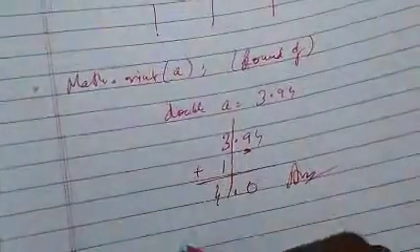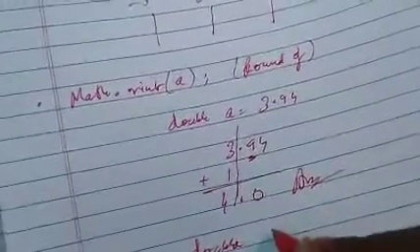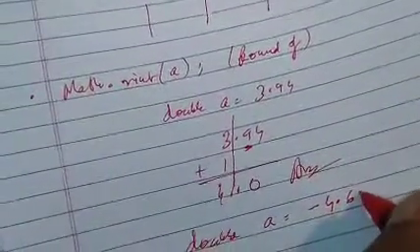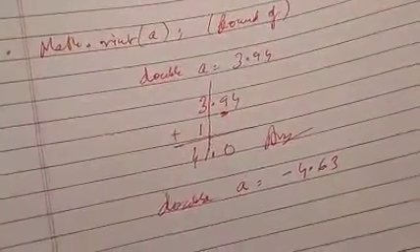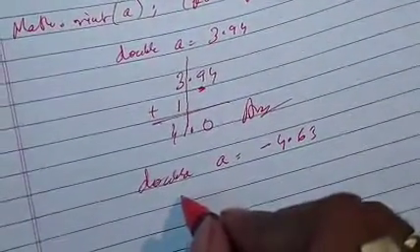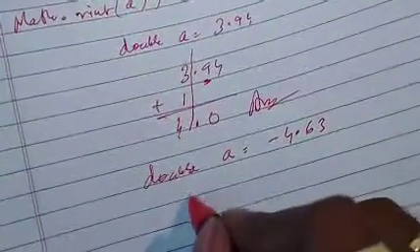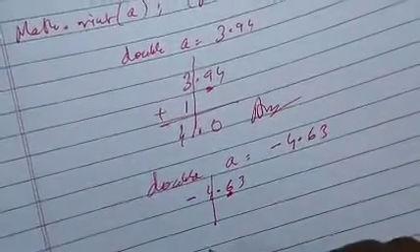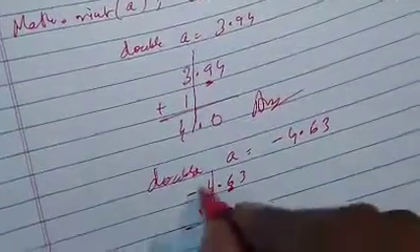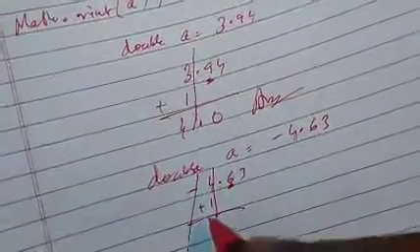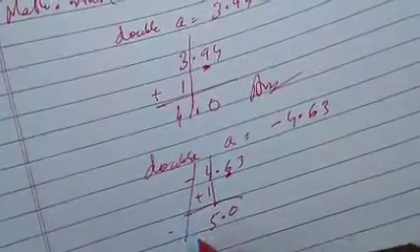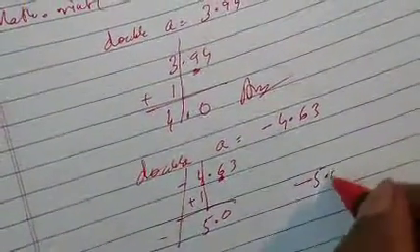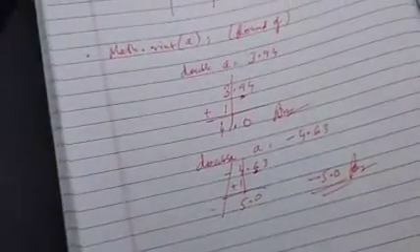Similarly, if double a equals minus 4.63, what does it do? It performs the approximation and ignores the sign at this stage. So here, in 4.63, 6 is greater than 5, therefore it adds 1 to it and it becomes 4 plus 1, 5.0. Therefore the answer will be minus 5.0. This is how Math.rint performs. I hope it is clear.